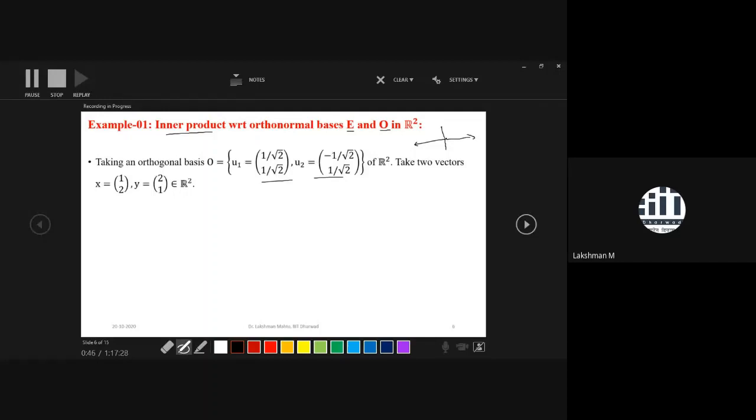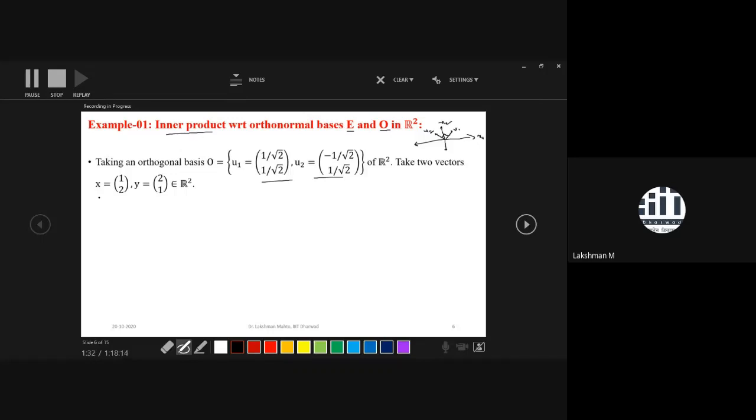If you try to visualize this, where are these two basis elements? 1 by root 2, 1 by root 2 is somewhere here. And where would minus 1 by root 2, 1 by root 2 be? See that the angle between these two basis elements is 90 degrees, so these two are orthogonal. Also, the norm of each is 1, that means the length of these two vectors is 1, so these are unit vectors. These two, u1 and u2, are unit vectors and both are perpendicular to each other. From the graph you can also observe that. Call this the x1 axis, and the vertical one the x2 axis.